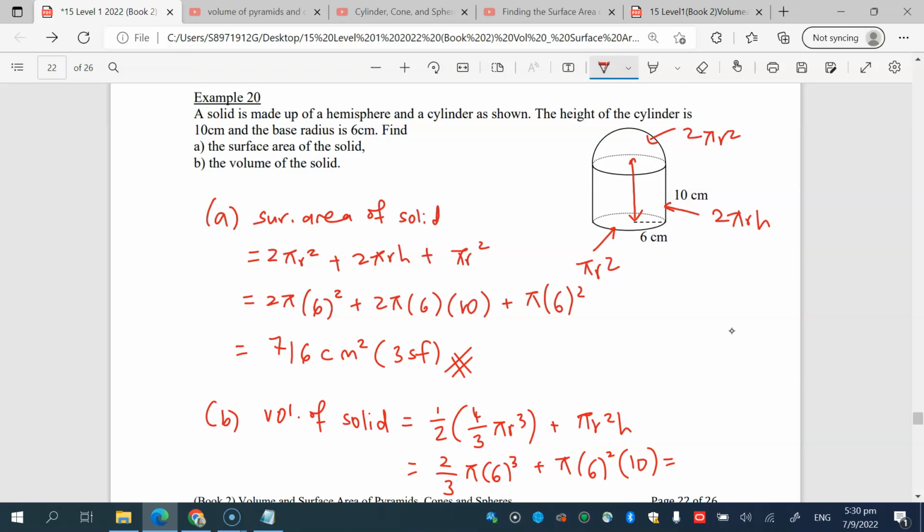Okay, you get 1583.362. Right, so that will be 1580 cm cube to 3SF. Okay, nice.